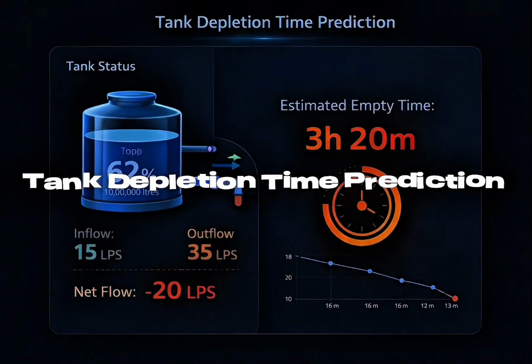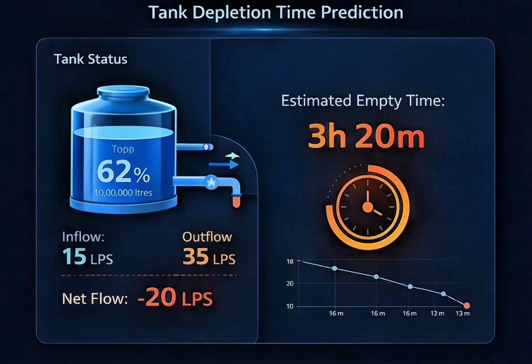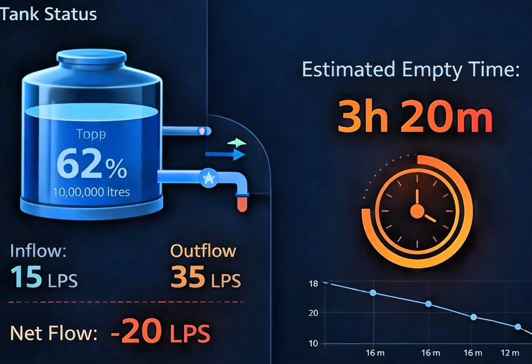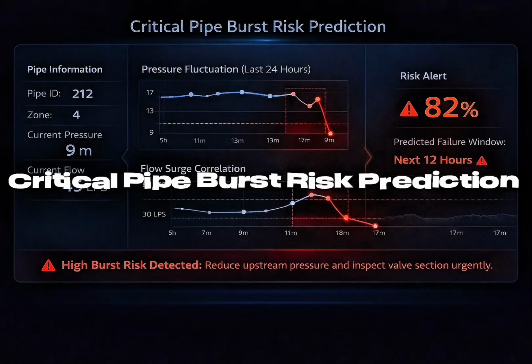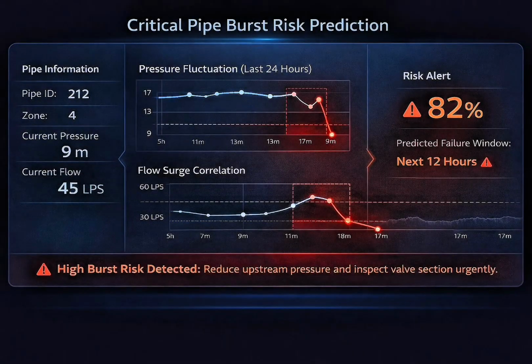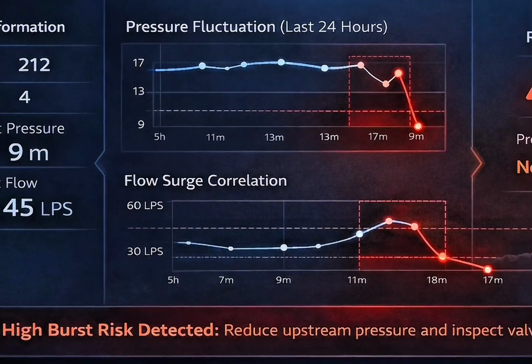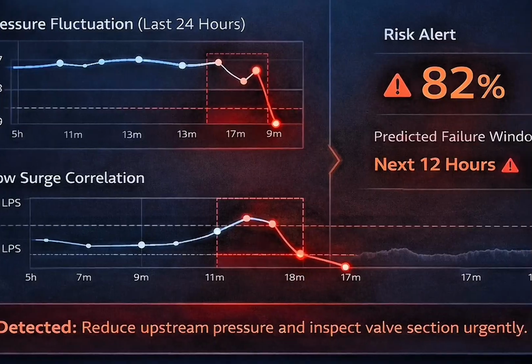Tank depletion prediction. More water is going out of the tank than coming in. If this continues, the tank will become empty in about 3 hours and 20 minutes. Pipe burst risk forecast. The pipe is facing frequent pressure ups and downs, creating stress. The system estimates a high risk that the pipe may fail if action is not taken early.